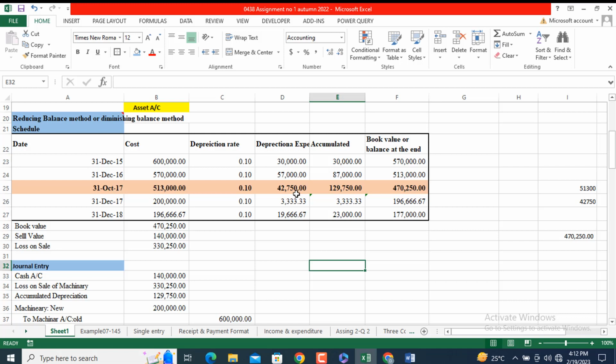Again, we are going to apply the same rate. We will get 42,750. The reason is that we are going to calculate it for 10 months, not for the whole year, because we have sold it on 31st October 2017. So we are going to make the calculation here for the sake of easiness and understanding. Here I am going to show the formula. Look at this: I am going to multiply C25 into B25 into 10 by 12. So we will get the amount 42,750, and we will add this to 87,000 to get 129,750.